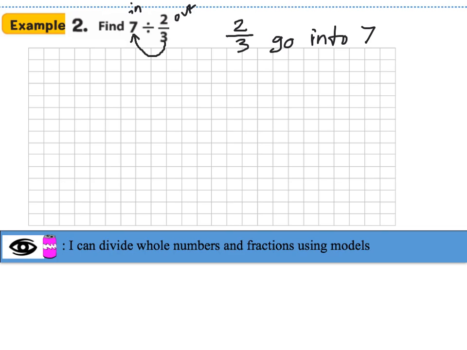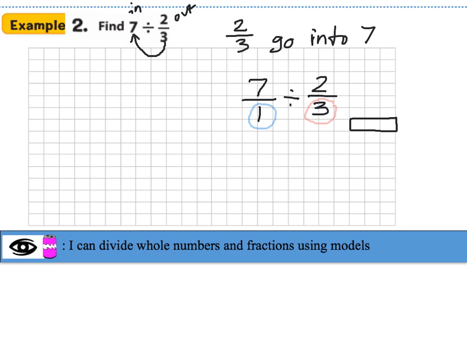Okay? So let's start this process again by rewriting 7. And I want to make 7, which is a whole number, into a fraction. So I'm going to place a 1 right below it, divided by 2/3. Now let's take a look at the denominators. My first denominator says I have a 1. And my second denominator says that I have a 3. So what I want to do is create a box that is a 1 by 3 model, just like that.